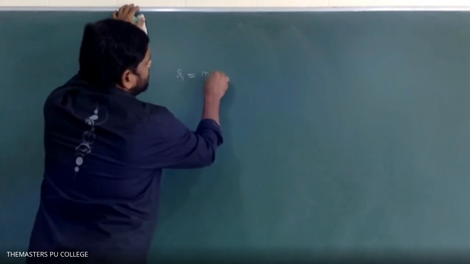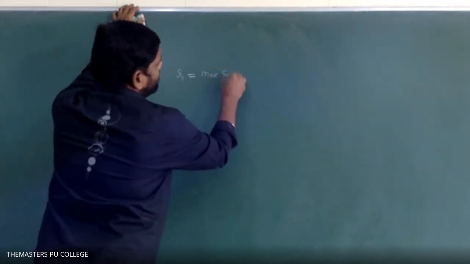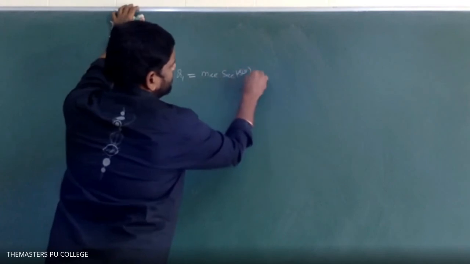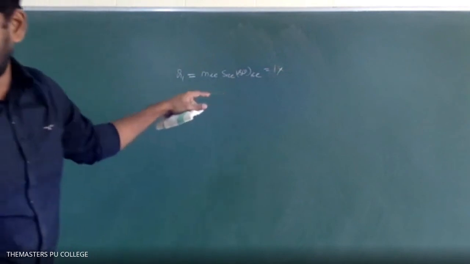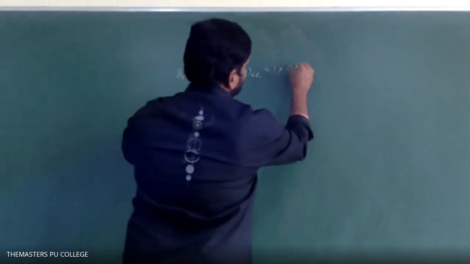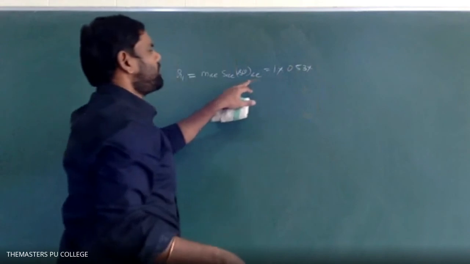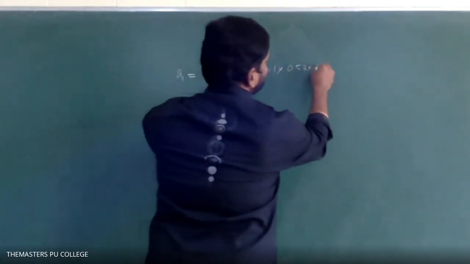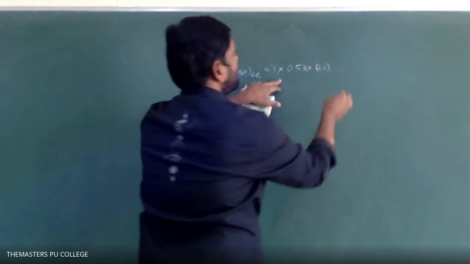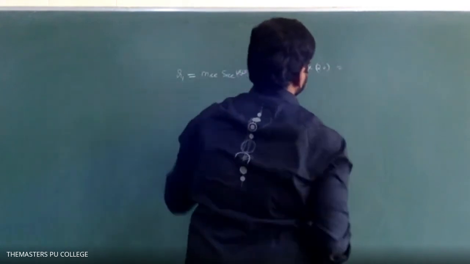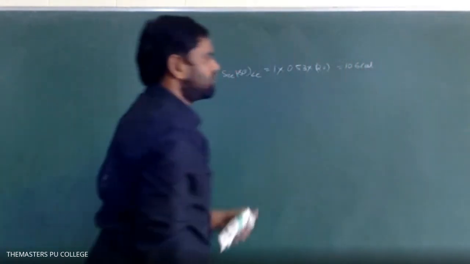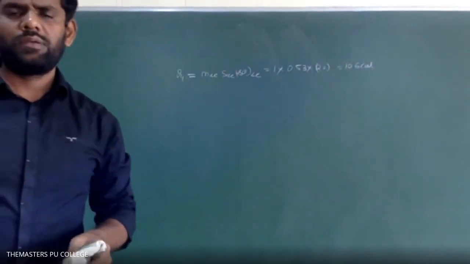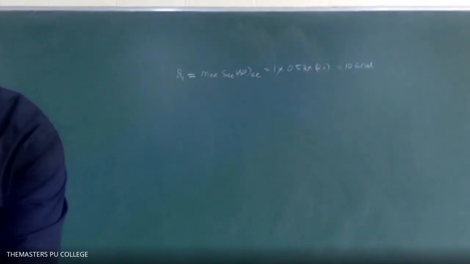Q1 equals mass of ice into the specific heat of ice into delta theta of ice. Mass of ice is 1 gram. Specific heat of ice they have given is 0.53. The temperature is raised from -20 to 0, which means 20. So 0.53 times 20 gives 10.6, correct? Yes, sir, 10.6 calories.